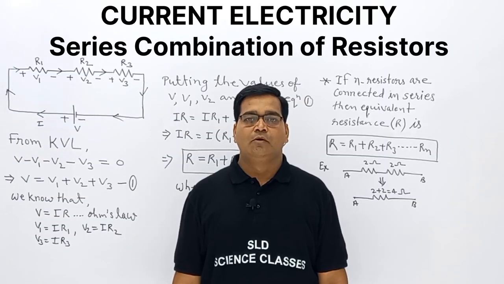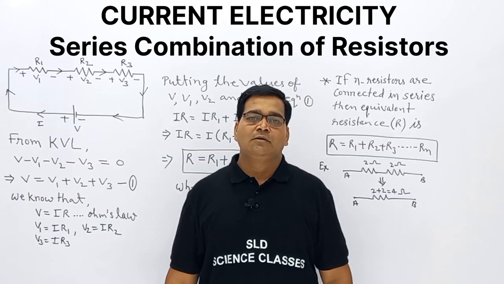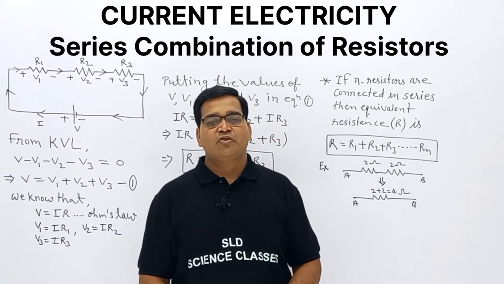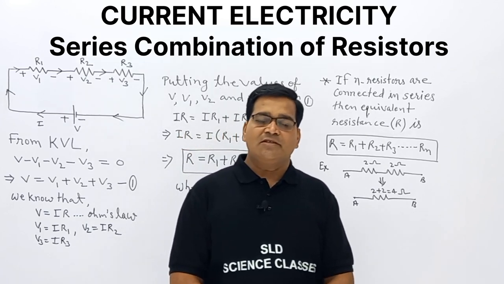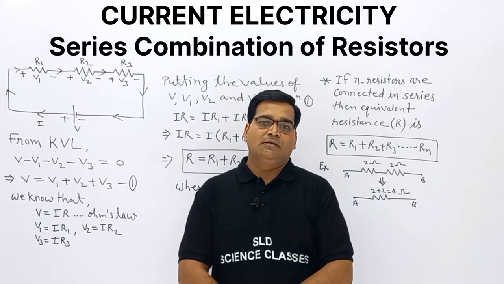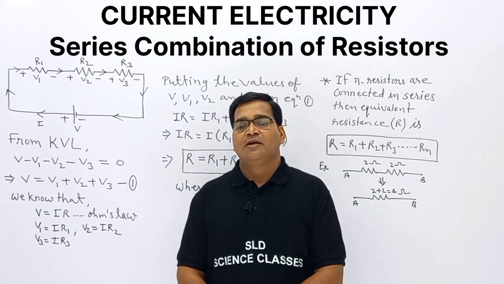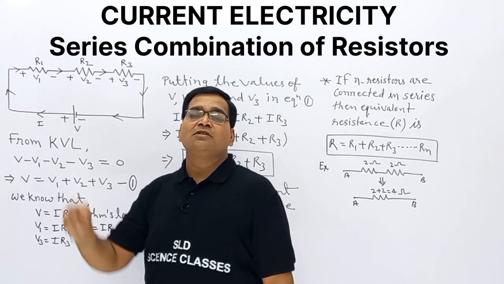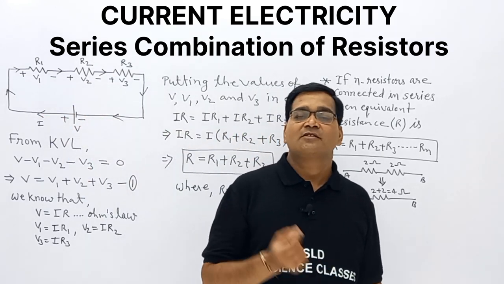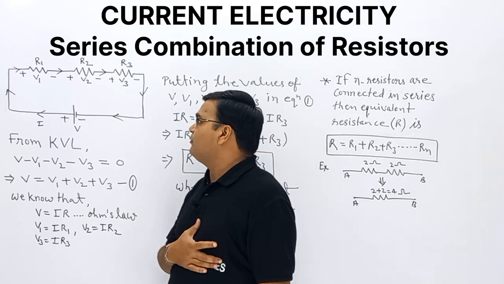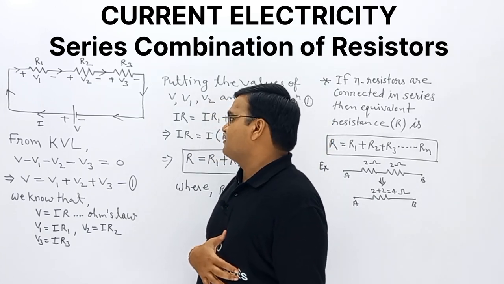In this video, we will discuss the combination of resistors. We studied resistance, and resistance opposes the flow of current. Where? In the circuit. So, what is the circuit? A circuit is a closed path.